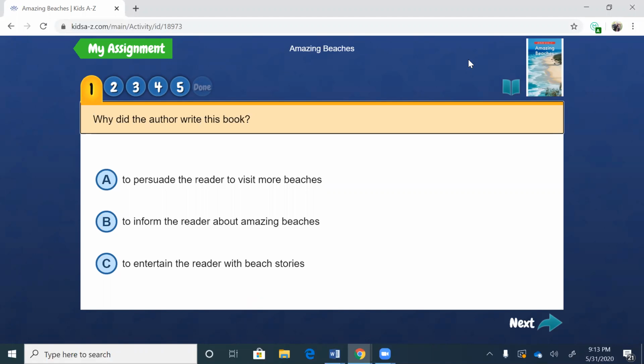So what was this book about? It gave us information about what? Yes, amazing beaches, all the different beaches. So let's find one that matches. A, to persuade, and B, to inform. Yep, it's to inform about amazing beaches. C, to entertain the reader with beach stories. Well, these were not beach stories, right? They just told us some facts about the beach.